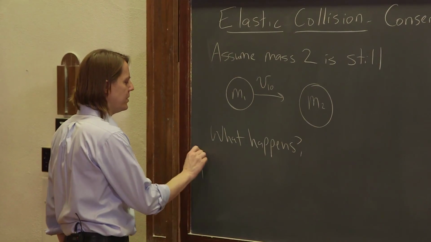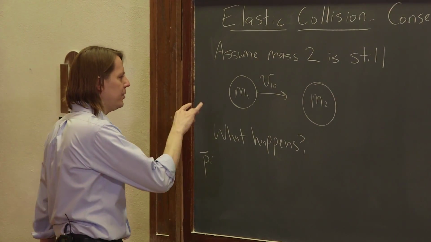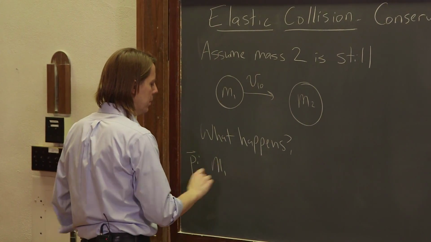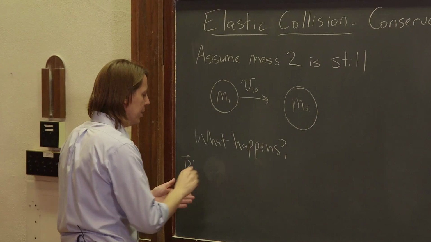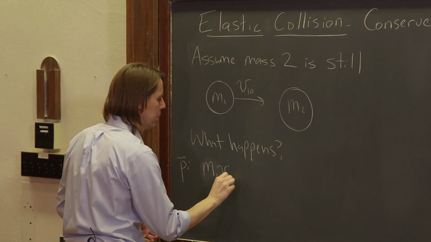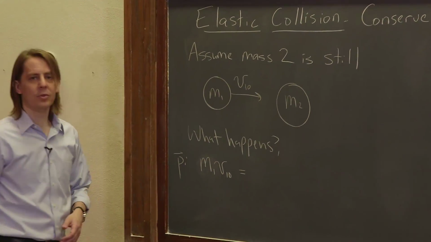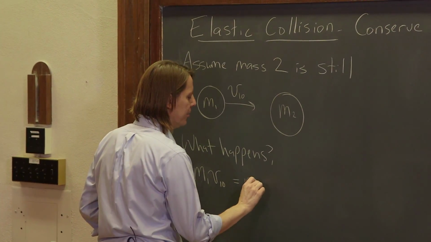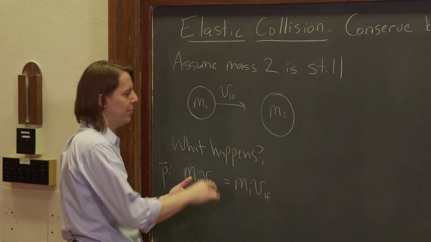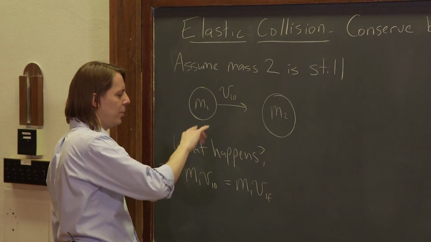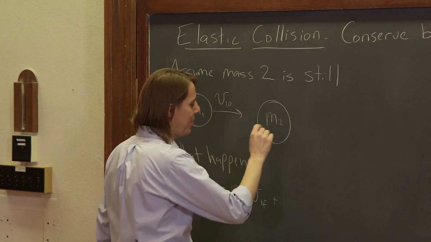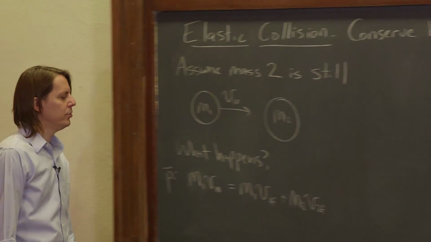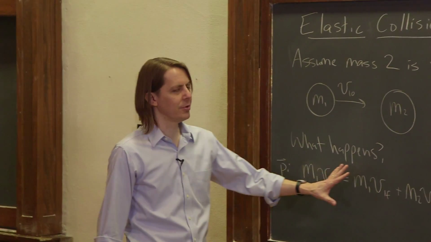So let's conserve momentum first. The initial momentum of this situation is m1 times v1 naught. That has to be equal to the final momentum, which is mass 1 times v1f. I didn't draw it, but you know what's going to happen. They're both going to move. So mass 1 v1f plus now mass 2 will almost certainly move, mass 2 times v2f. So we get that equation from conserving momentum.